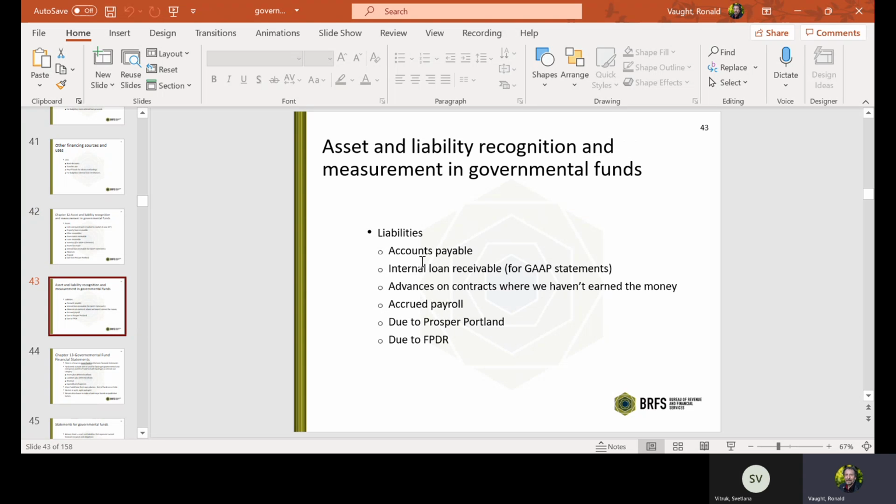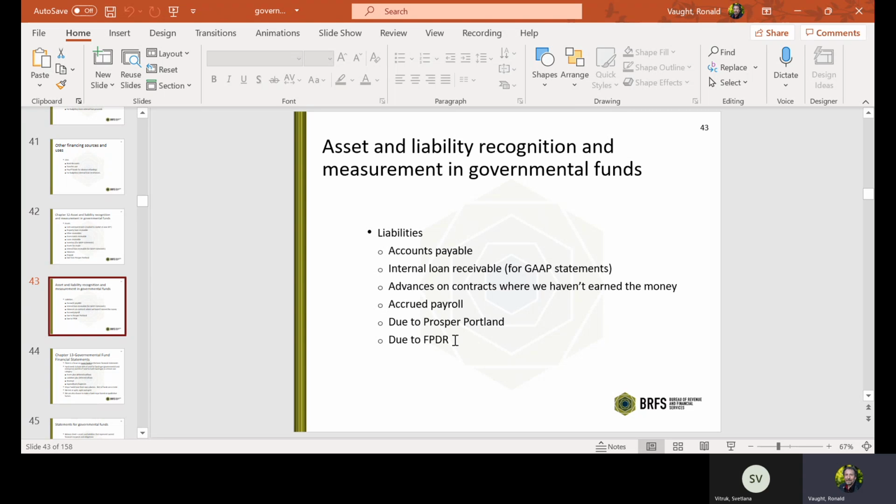So for liabilities, we got accounts payable, internal loans for GAAP statements, not for budget. Advances on contracts where we haven't earned the money. So unearned revenue, approved payroll, due to Prosper Portland and due to FPD&R. FPD&R is an interesting one.